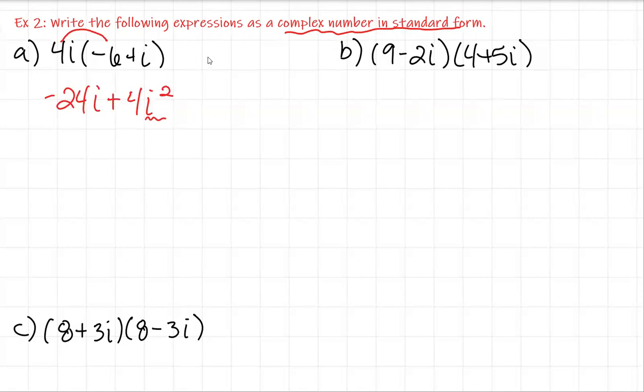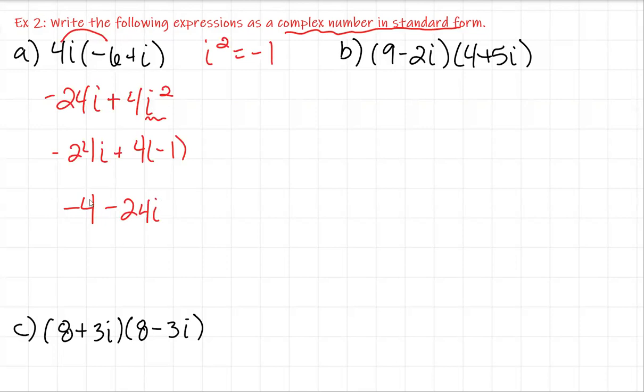We talked about in the first video, i squared is just negative 1. So then this becomes negative 24i plus 4 times negative 1. So that becomes negative 4. And if we want to write it in standard form, our real number goes first. Negative 4 minus 24i. Okay, it's not imperative that you write it in that order, but it's nice to follow our standard form. So that was just an imaginary number times the full complex number.